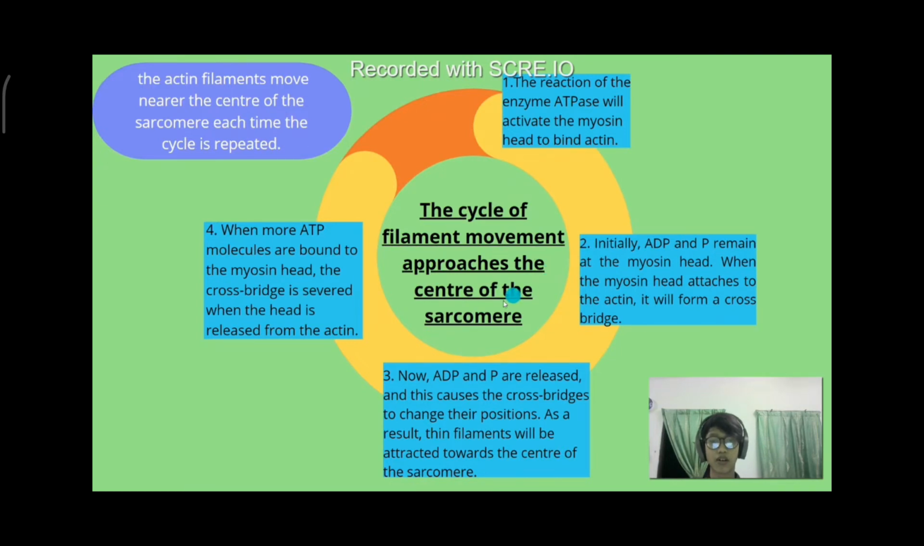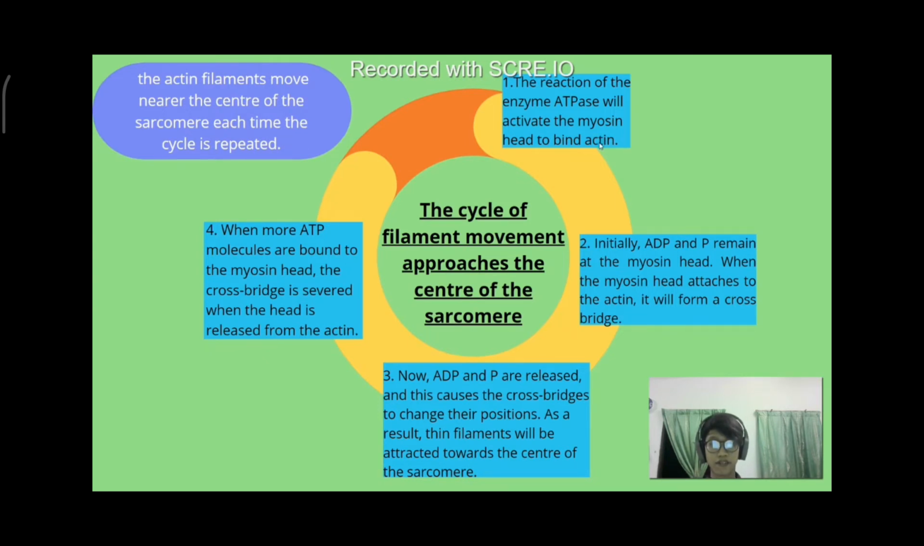So in the next slide, we will learn about the cycle of the filament movement approaching the center of the sarcomere. Firstly, the reaction of the enzyme ATPase. The function of the enzyme ATPase is splitting the ATP into ADP and phosphate. The enzyme ATPase will activate the myosin head to bind actin. Initially, ADP and phosphate remain at the myosin head until the myosin head attaches to the actin, and it will form a cross bridge.